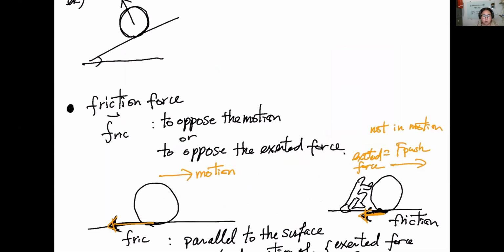Okay, so friction force is opposing the motion or exerted force, and it's parallel to the surface. And what was the other force that we did? Friction force, normal force, and tension force. Tension force is along the string, along the rope or cable. So those are the typical contact forces that we deal with, and I would categorize forces as non-contact forces and contact forces. Okay, so that's it for this lecture.